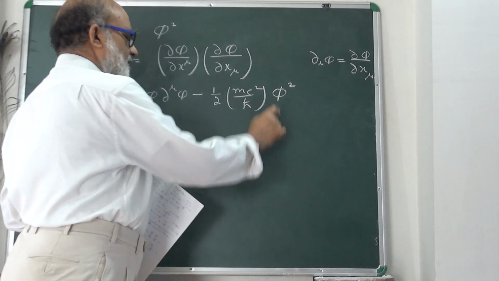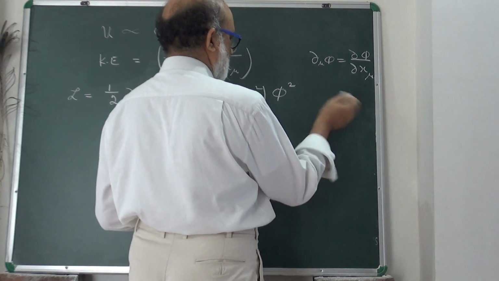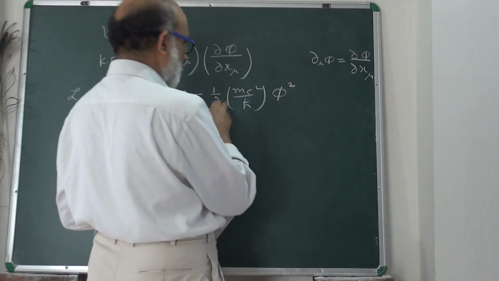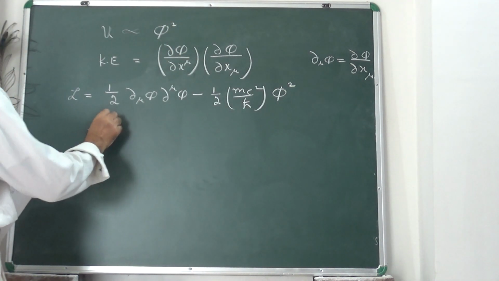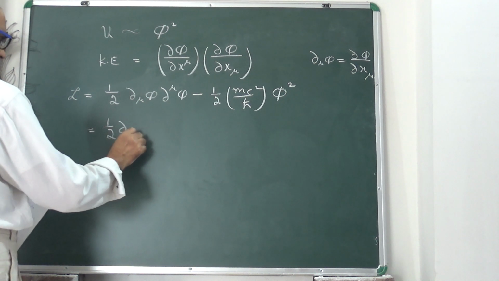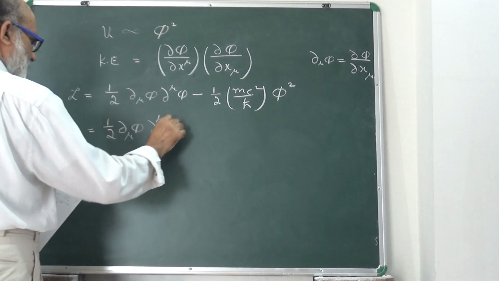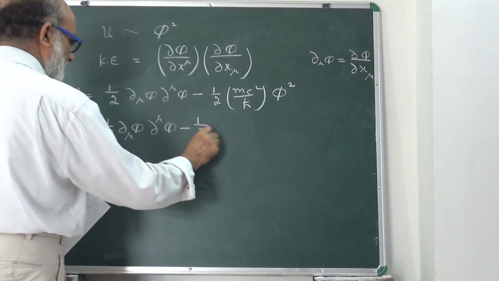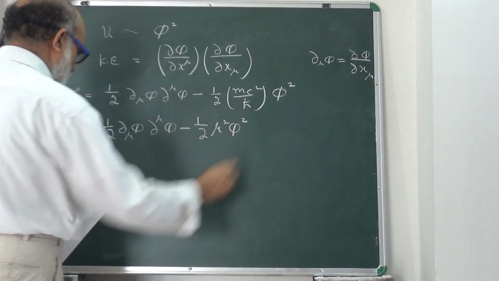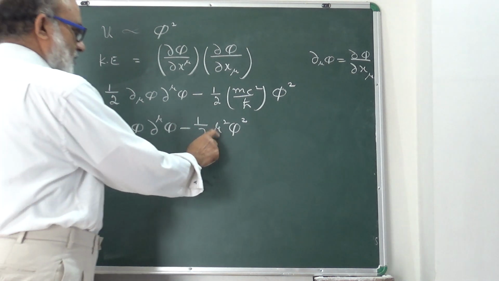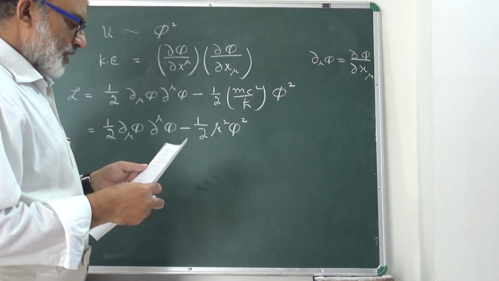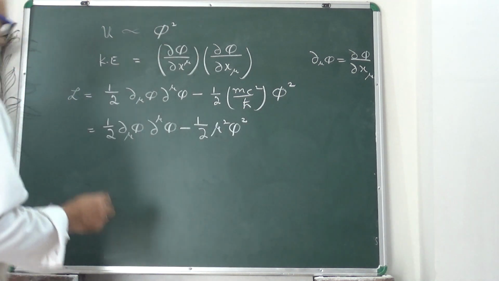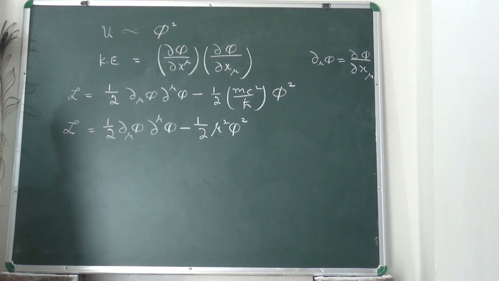This is the potential. In the particle case, we take half mv square. This is the mass portion. So we can write it as half del mu phi squared minus half mu square phi square, where mu square is this portion, which includes mass. Okay, so this was our Lagrangian, and we obtained the equation of motion.